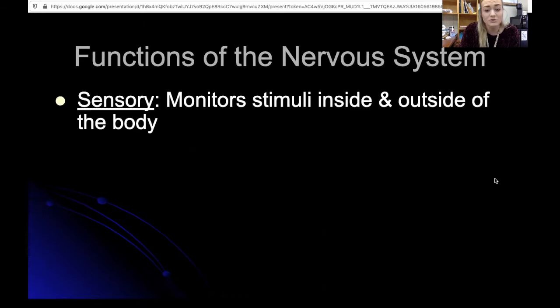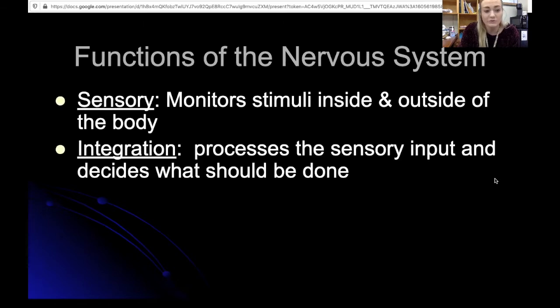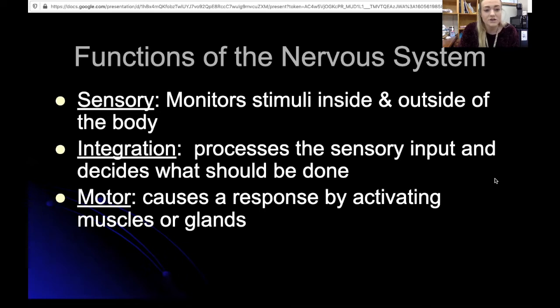So we're just going to start with the functions of the nervous system, just like we normally do. Always start with the functions. So the nervous system has three main functions: sensory, integration, and motor. So the sensory function of the nervous system basically is going to monitor stimulus. So kind of like we talked about in the muscular system, right? We have a stimulus that is going to come from the brain that's going to stimulate muscle contraction. So that would be the sensory function of the nervous system working.